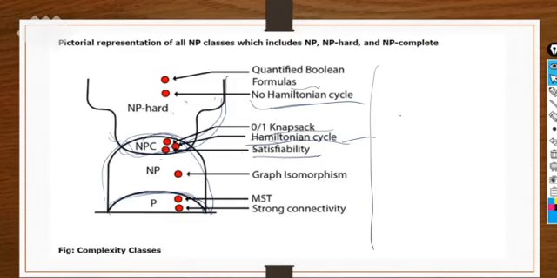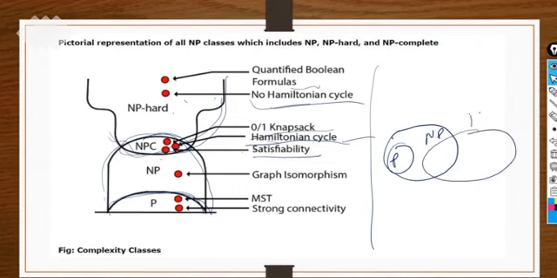You can see this diagram in books also. It is the most wanted diagram actually. This is P, this is NP, this is NP-hard, and this intersection part is NP-complete, right? So this is an alternate way to represent these classes. What it means is that P is a subset of NP, and if a problem is in NP and NP-hard, then you can say it's an NP-complete problem, right?